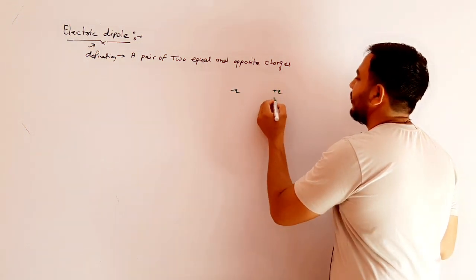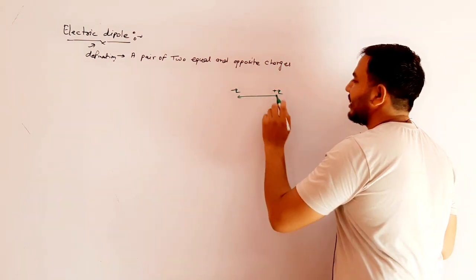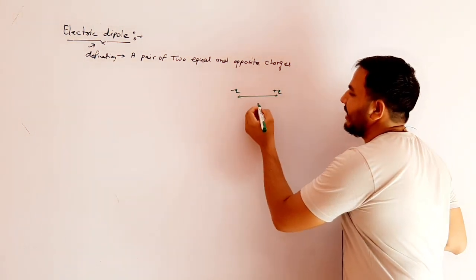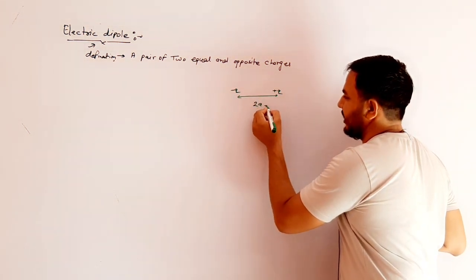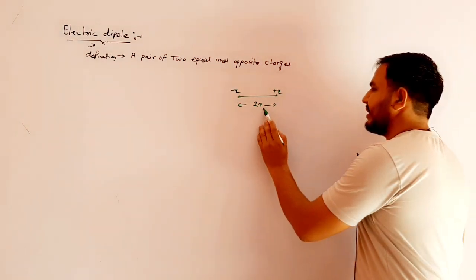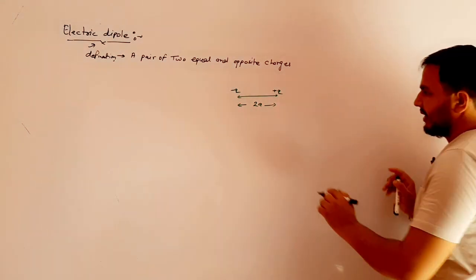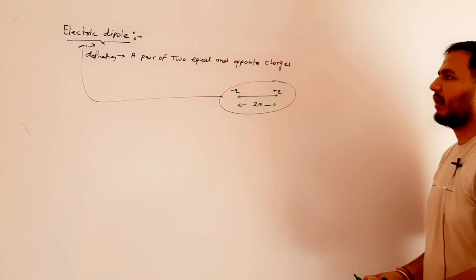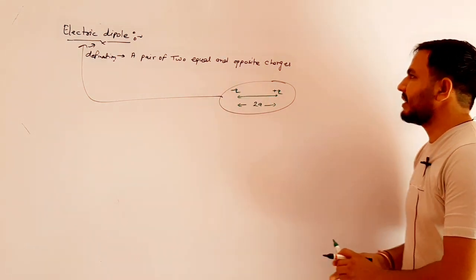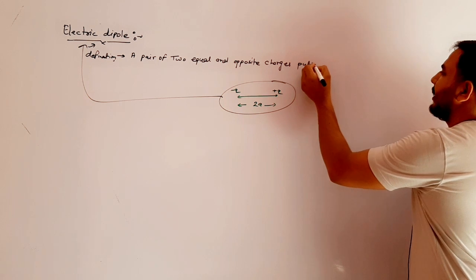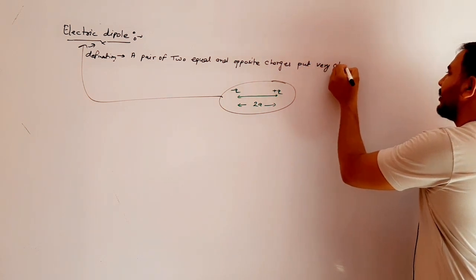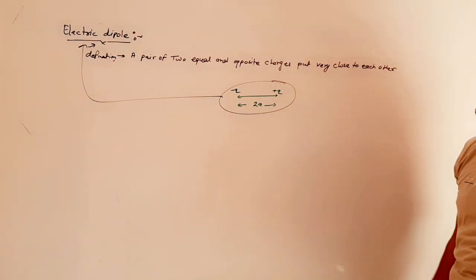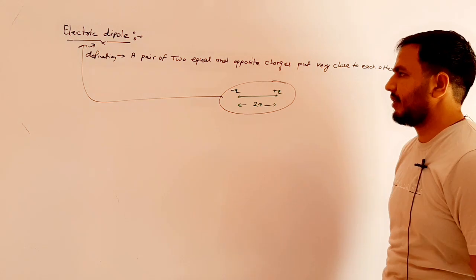Minus q, plus q. These are the opposite and equal charges situated at a small distance. Small distance here is 2a. This distance is very small. So this arrangement is called electric dipole: a pair of two equal and opposite charges put very close to each other. This is the definition. Clear?